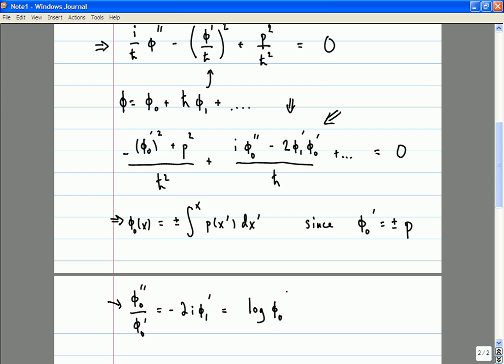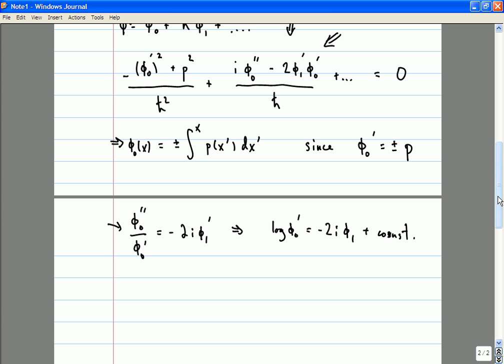Okay. We note that we can integrate both sides of this equation to find that log of phi naught prime is equal to minus 2i phi 1 plus a constant, and since log of phi naught prime is just plus or minus the log of p, that implies that phi 1 is going to be i times the log of the square root of p, plus a constant.